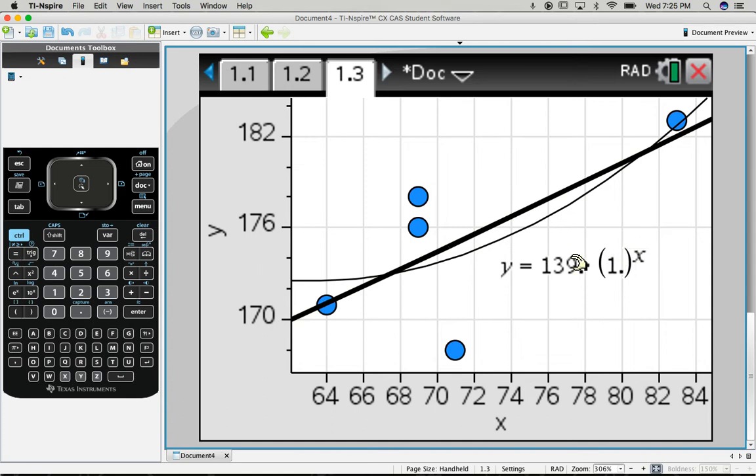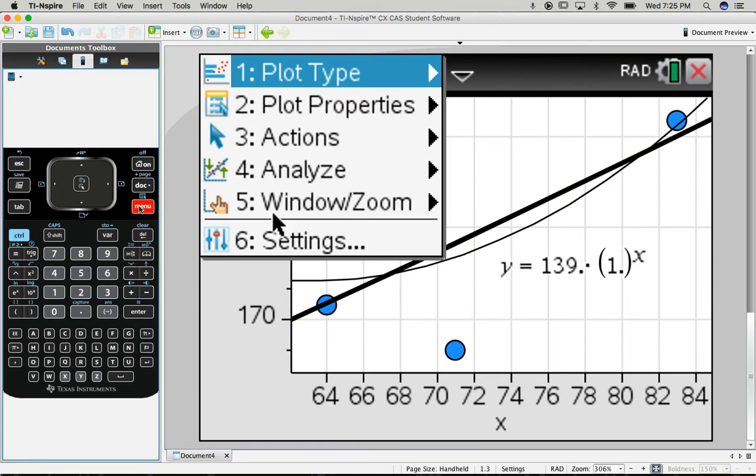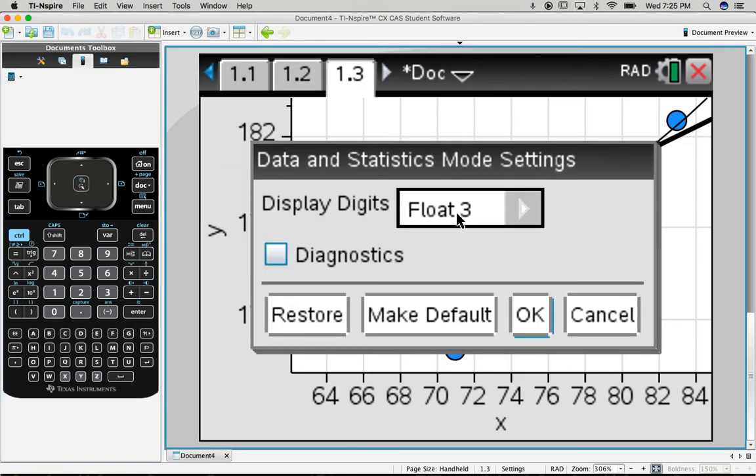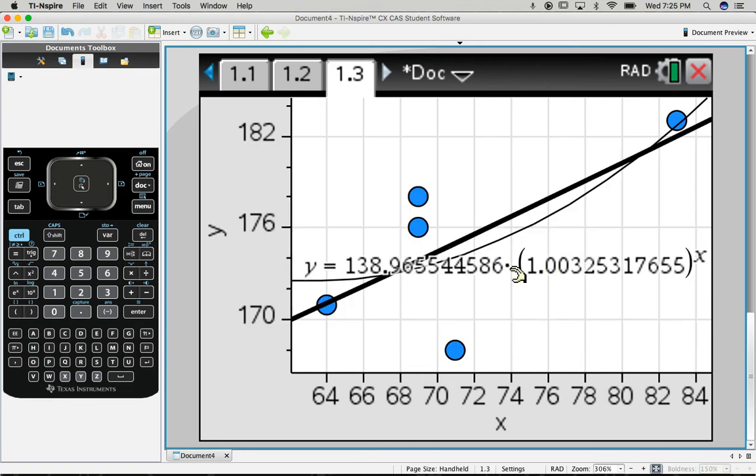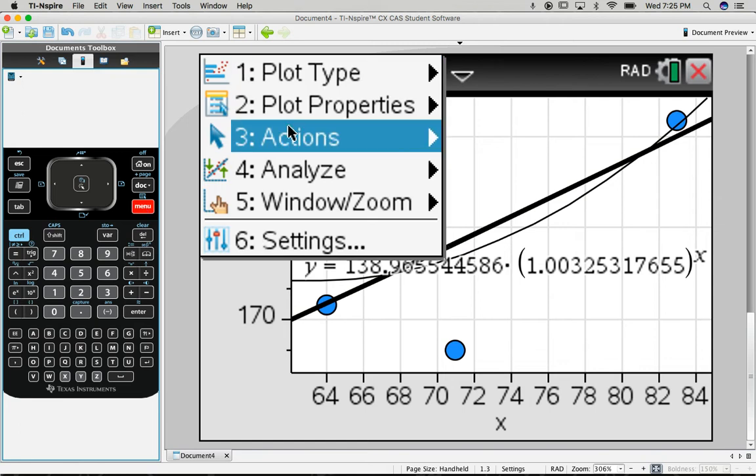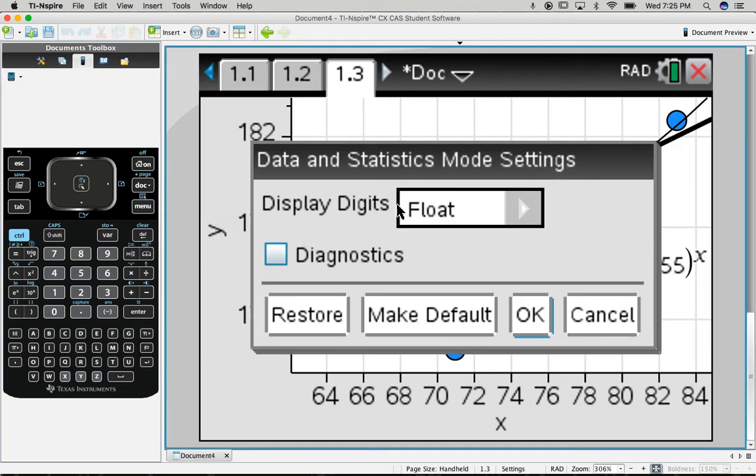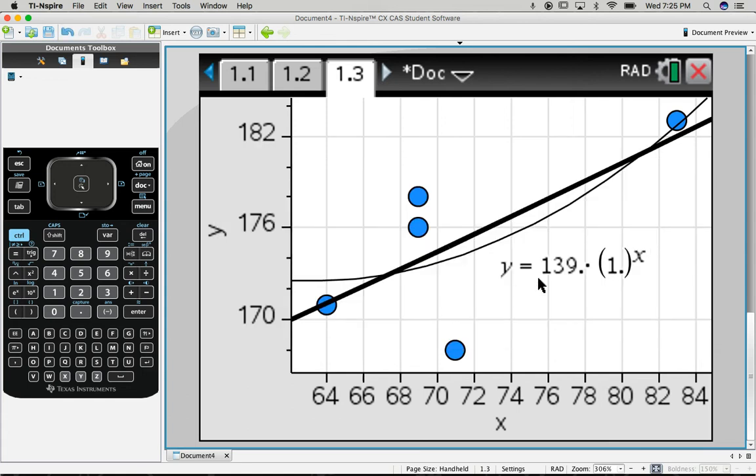Okay? And if you want more decimal numbers, you could press menu, settings, and change this float to just normal float. Make it your default, and it will show you more decimals. If you don't want that many, you could change the float to just a couple of them. Settings, change the float to, let's say, 3, and it would show you those right there. There's 3 decimal places right there, or 3 significant digits, that is.